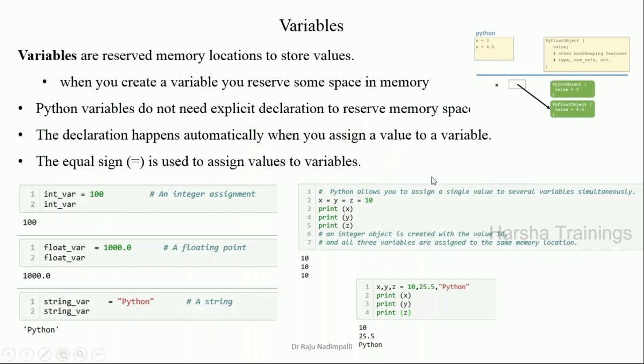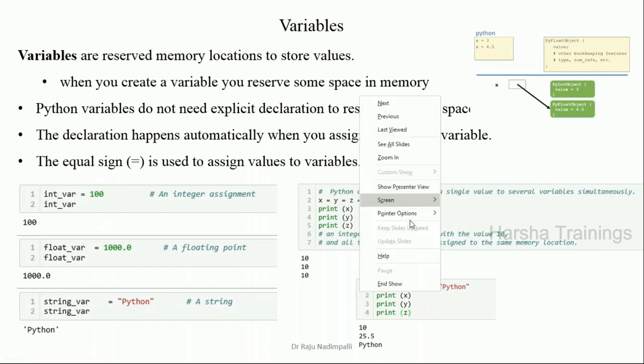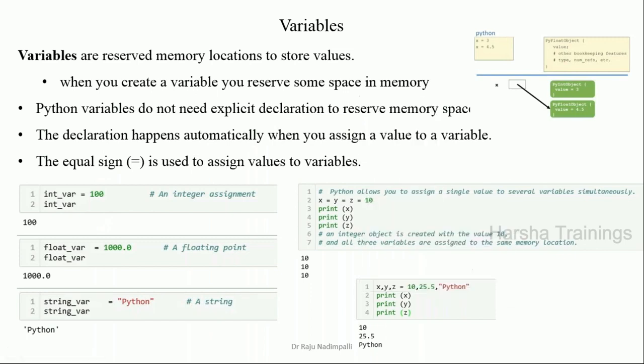Now, for example, what is a variable? If you take any programming language, if I want to store any value, I need a memory location. How variables are stored in a memory location, I will discuss in the next 5 minutes, please. Variables are reserved memory locations to store values.